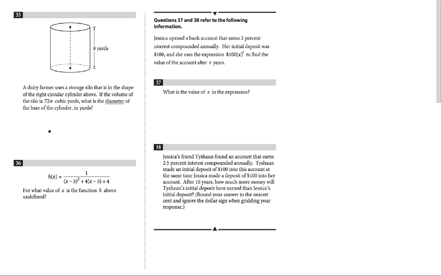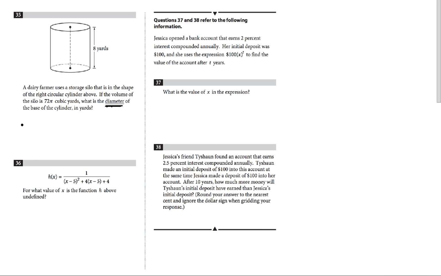A dairy farmer uses a storage silo that is in the shape of a right circular cylinder. If the volume of the silo is 72 pi cubic yards, what is the diameter of the base of the cylinder in yards? Okay, keep that in mind. This is diameter. Your temptation is going to be to put the radius.